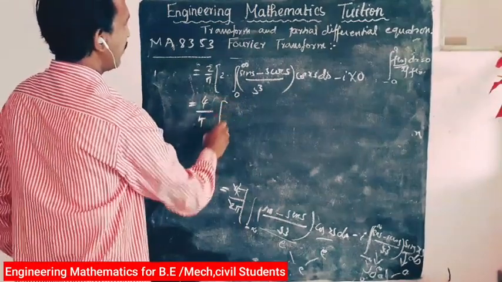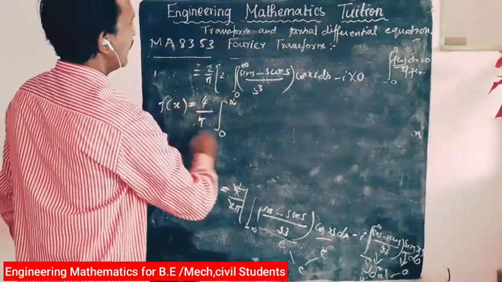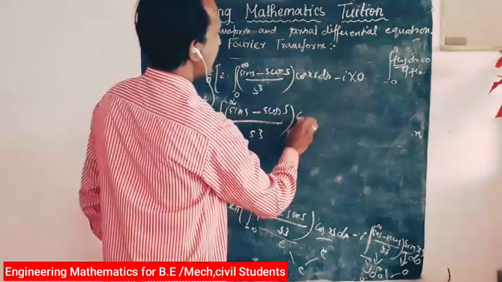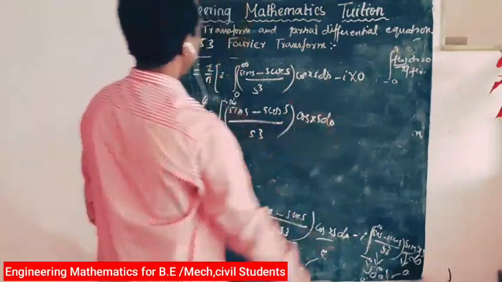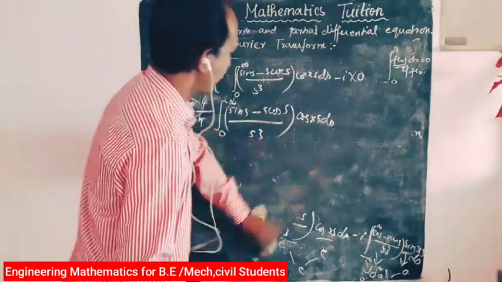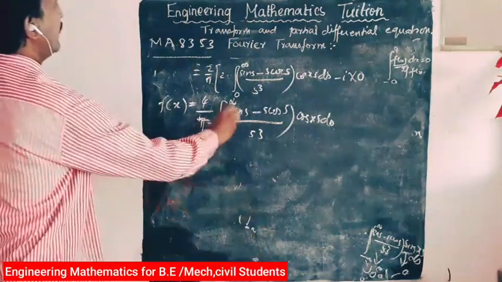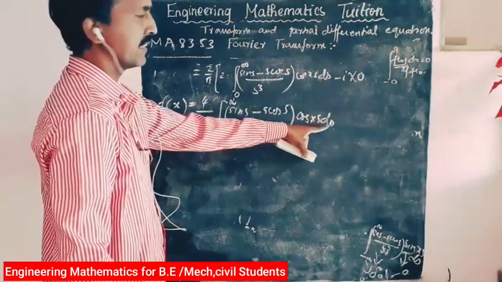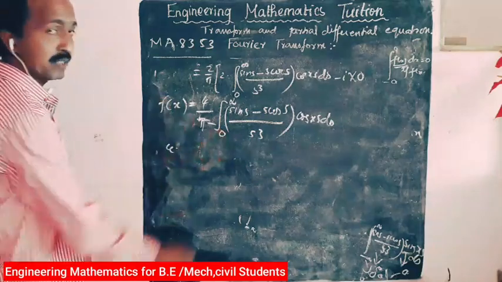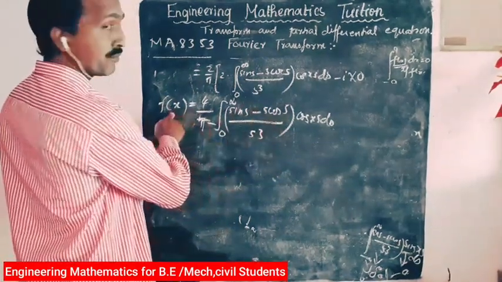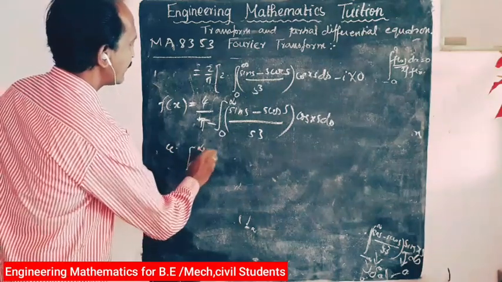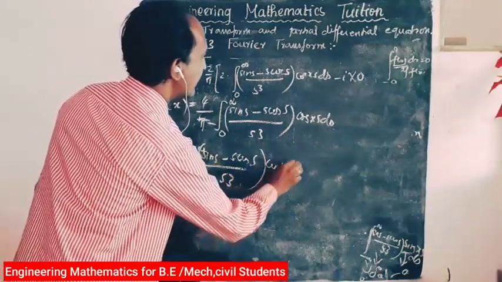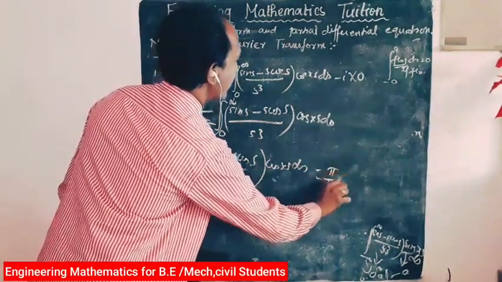So that is equal to 4 by pi, integral of 0 to infinity, where this is f of x, that is (sin s minus s cos s) by s cubed, into cos xs ds. So the integral of 0 to infinity of (sin s minus s cos s) by s cubed into cos xs ds is equal to pi by 4 f of x.